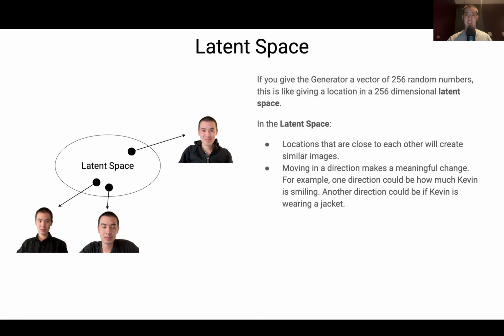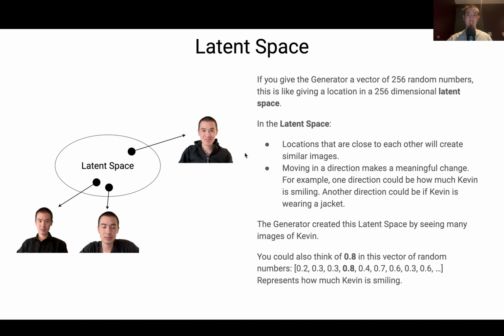In the latent space, moving in a direction makes a meaningful change. For example, one direction could be how much Kevin is smiling. Another direction could be if Kevin is wearing a jacket. The generator created this latent space right here by seeing many images of Kevin. You could also think of 0.8 at index 3, right? Index 0, 1, 2, 3. You could also think of 0.8 in this vector of random numbers as representing how much Kevin is smiling.